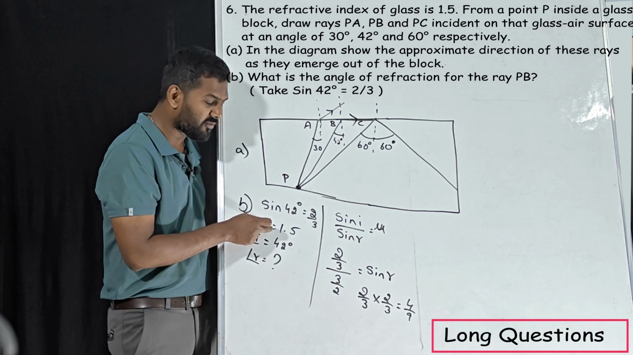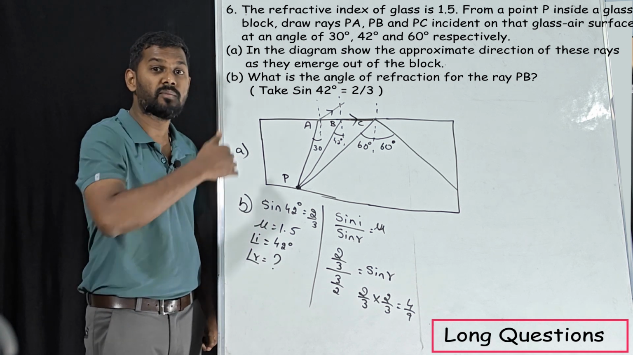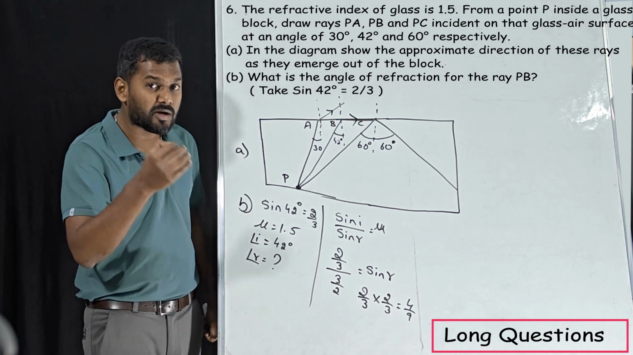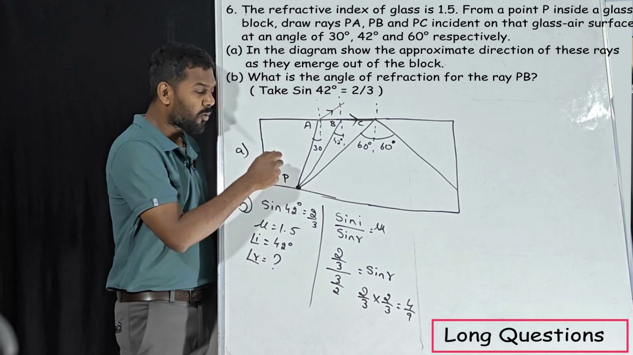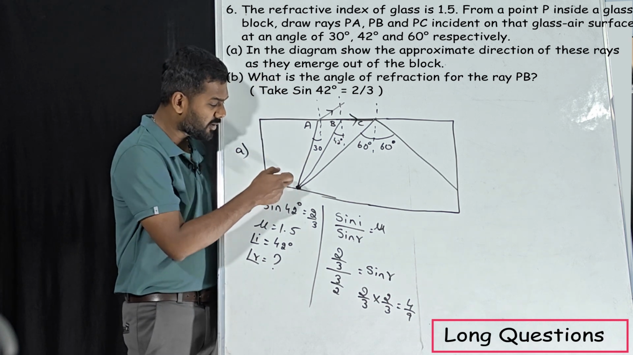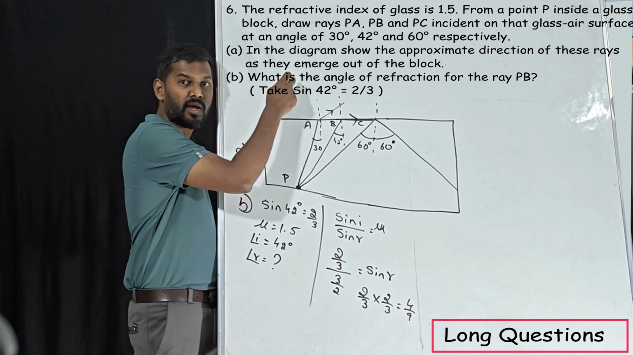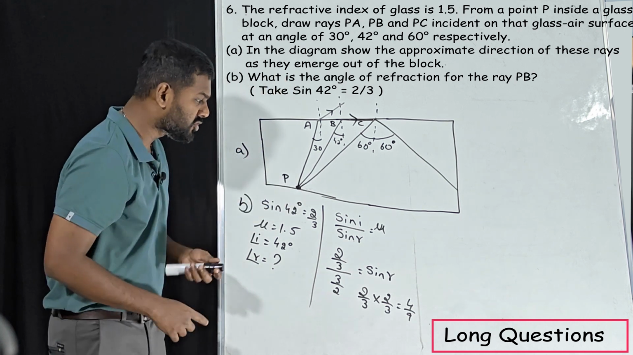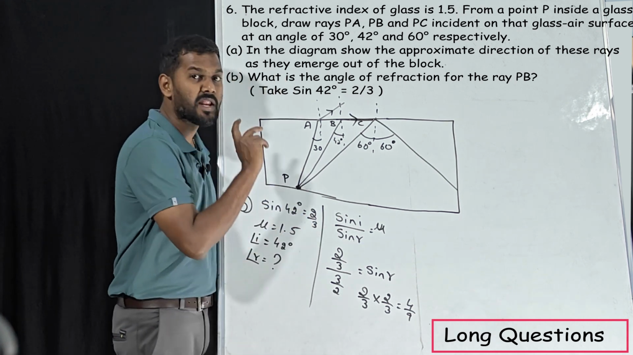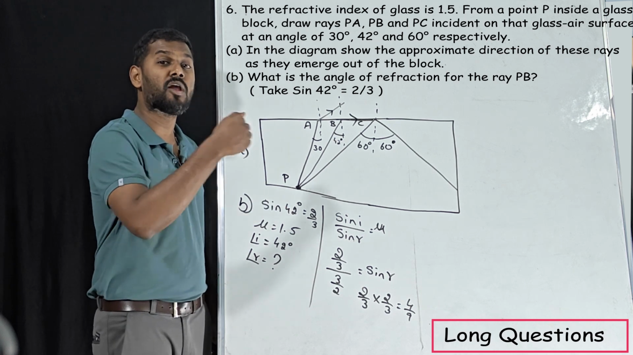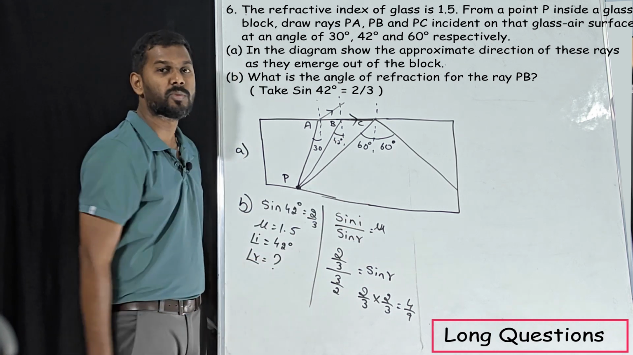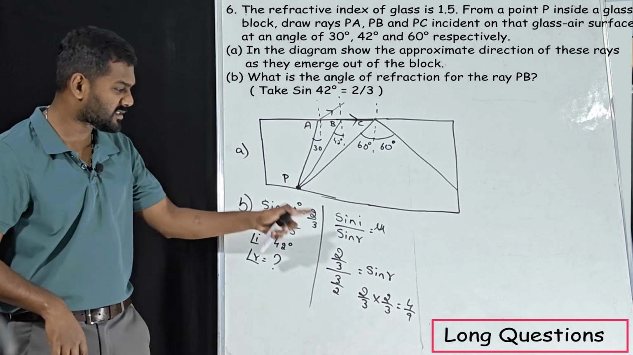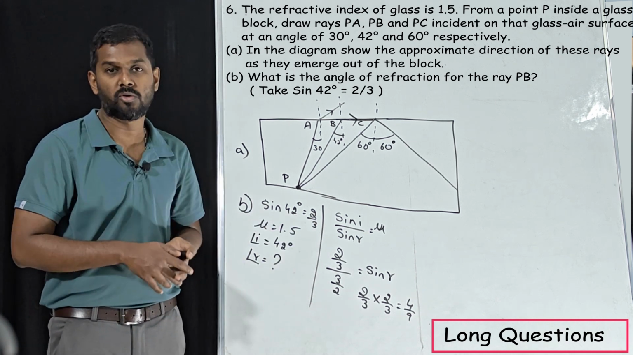Whatever refractive index they have given, this is from air to glass. Light has to enter from air to glass, but here the light is entering from glass to air. Then we should not use sin I by sin R, we should use sin R by sin I. Sin R by sin I is equal to mu, then only we get the proper answer. This is the major mistake the students are going to do.